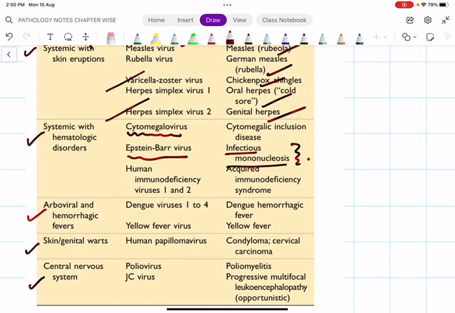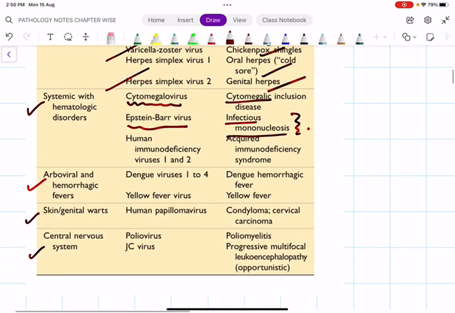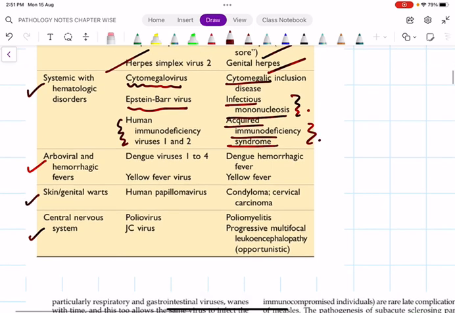We will discuss cytomegalovirus and Epstein-Barr virus in detail in today's session. Then human immunodeficiency virus, which causes acquired immunodeficiency syndrome, that is AIDS. Then hemorrhagic fever: dengue virus has 4 serotypes, 1, 2, 3 and 4, and is known to cause dengue hemorrhagic fever. Yellow fever virus causes yellow fever. Genital warts are caused by human papilloma virus.